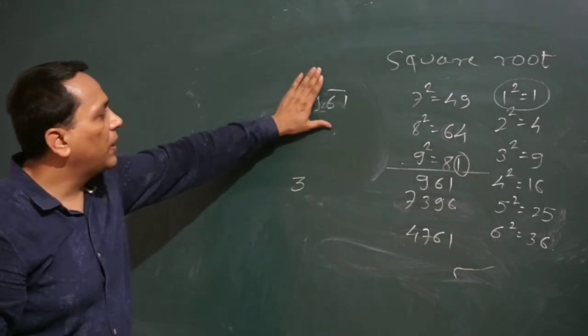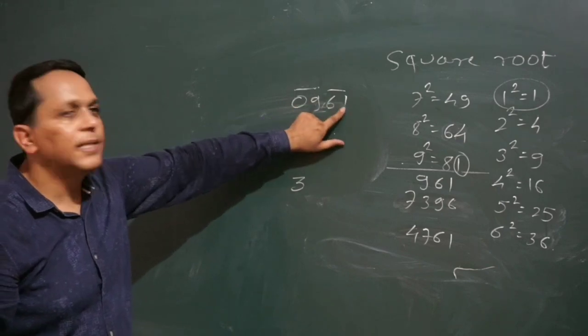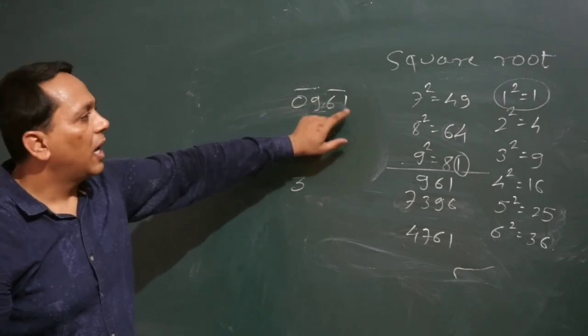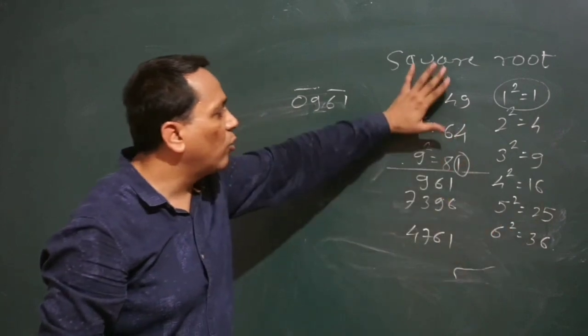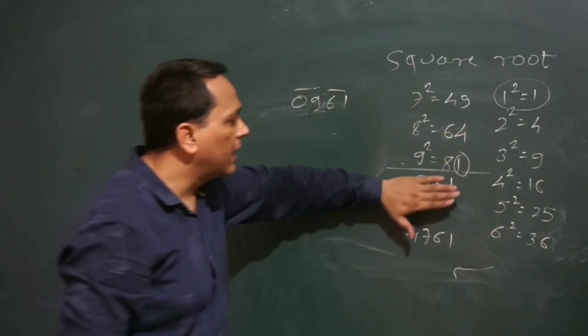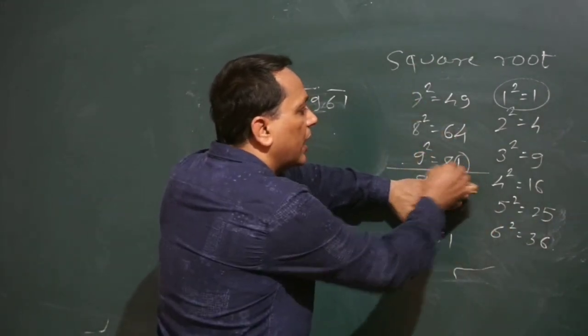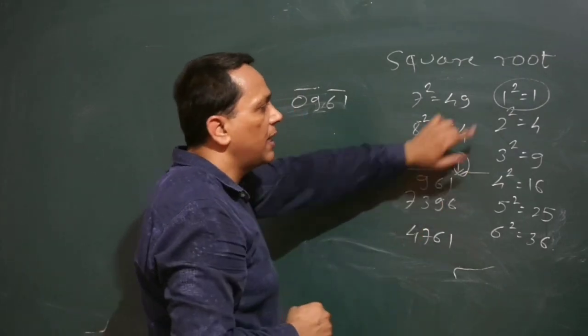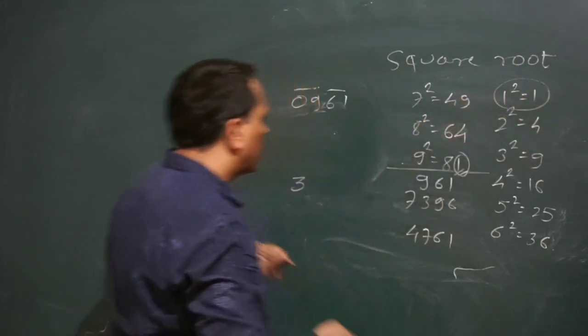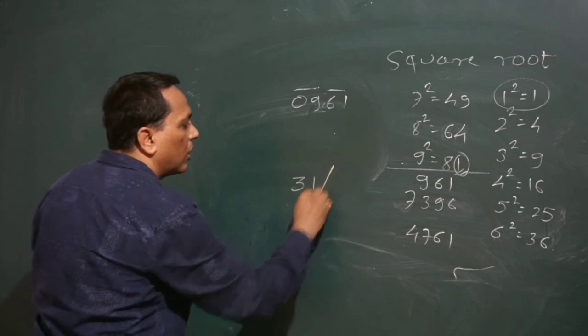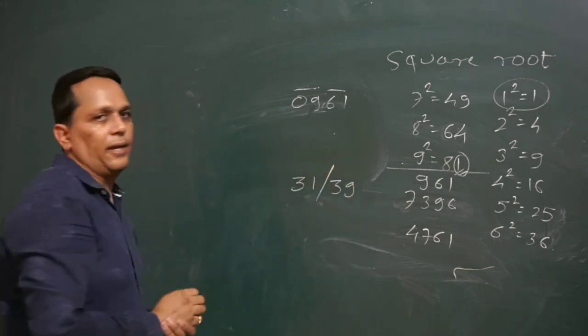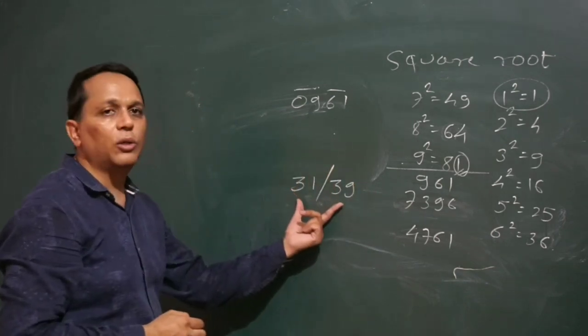And the last group here is 61. The 1 is there at the units digit. In which square do we get 1 at the units digit? In 9 square we get 81, so 1 is at the units place, and 1 square is also 1. So our answer can be either 31 or 39. The answer will be one of the two.